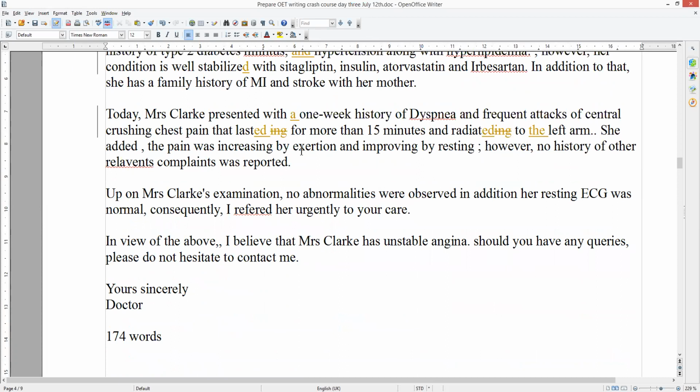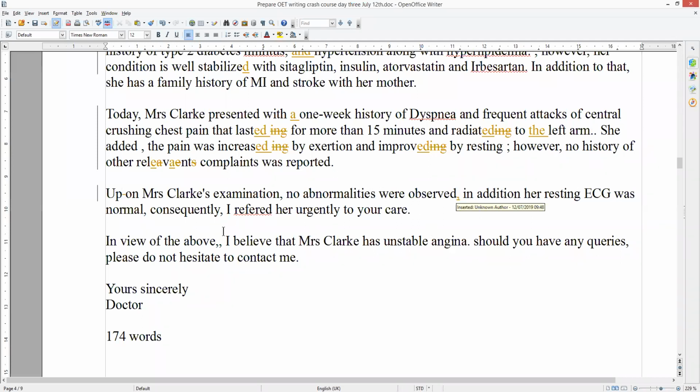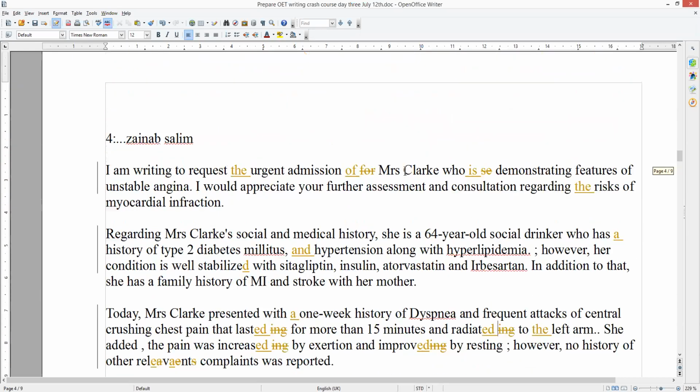She added the pain was increased... Why are you using continuous verbs by exertion and improved or lessened by resting? However, no history of other relevant complaints was reported. Upon Mrs. Clark's examination, no abnormalities were observed. Put a comma. In addition, the resting ECG was normal. Consequently, I can't remember if it's 2 Fs. No, it must be 2 Rs. Yes, referred urgently to your care. In view of the above, blah, blah, blah. Not so bad. Just watch these verb forms. I don't know why you're using present participle, verb plus ing, when it should be past tense. Watch that. You've got 4 examples in 2 sentences. And watch your articles again.